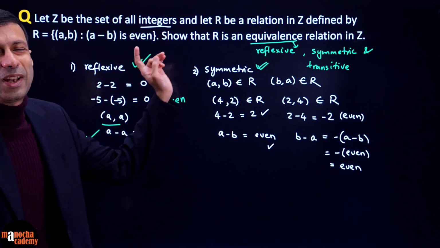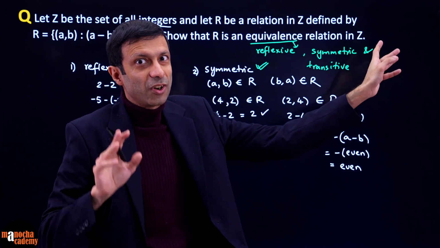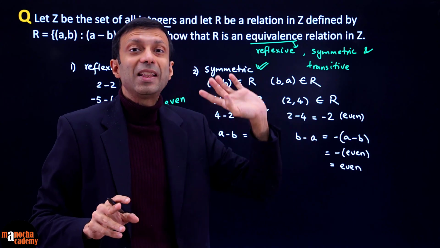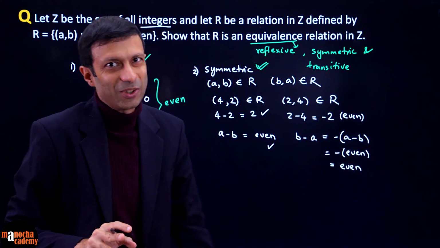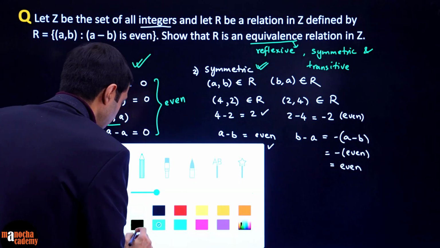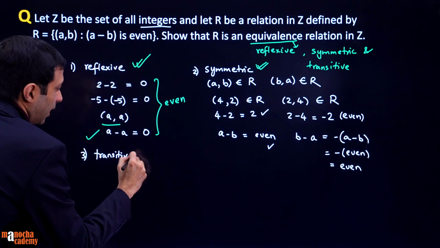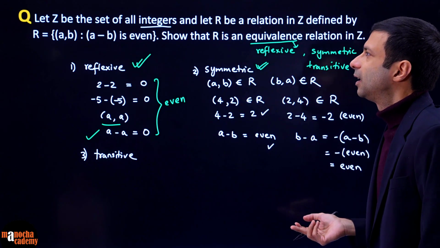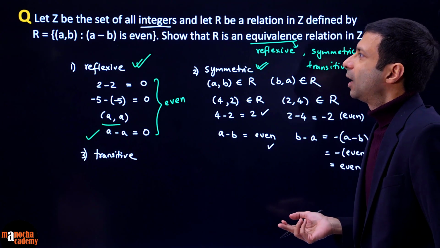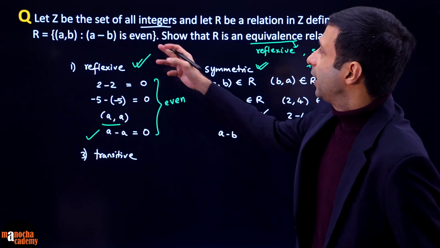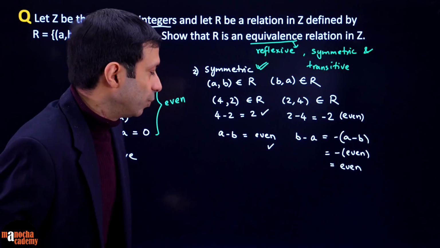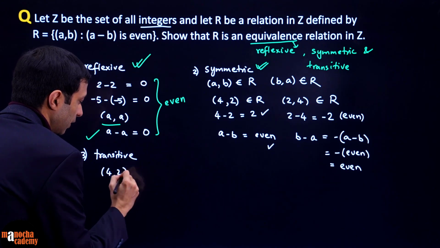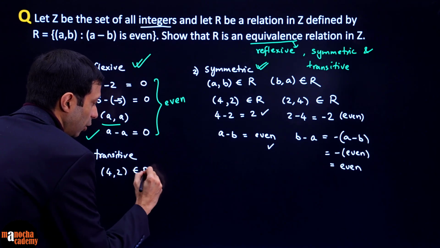We have to do the last one, which is transitive. For transitive, what do you have to take? If (A, B) and (B, C) are part of the relation, then (A, C) should also belong to the relation, right? So let's do our third case, which is transitive. Again, to understand, you can think of some example. Let's take some numbers, like (4, 2). (4, 2) belongs to the relation because 4 minus 2 is 2, which is even.